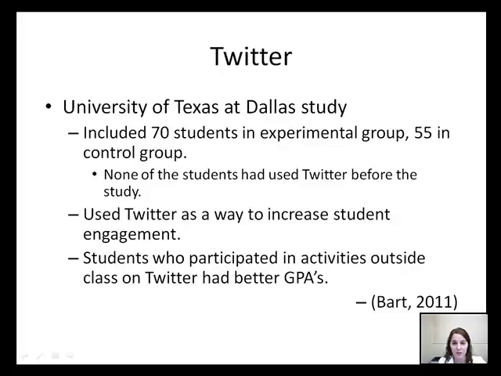Twitter, as we know, came about in 2006, and it's really burst into the scene. But what exactly can it do? Well, a university study at the University of Texas, Dallas, saw that when 70 students were in an experimental group, the students in the experimental group did use Twitter to communicate academically. And none of the students had known how to use Twitter before. So we see that Twitter does increase student engagement, and that students who participated in the activities outside of class had better GPAs.